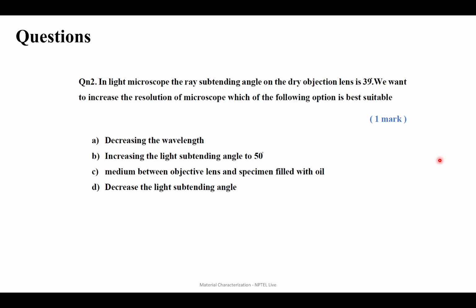In a light microscope, the ray subtending angle on the dry objective lens is 39 degrees. We want to increase the resolution of the microscope. Which of the following options is best suitable? Decreasing the wavelength, increasing the light subtending angle to 50 degrees, medium between objective lens and specimen filled with oil, decrease the light subtending angle.